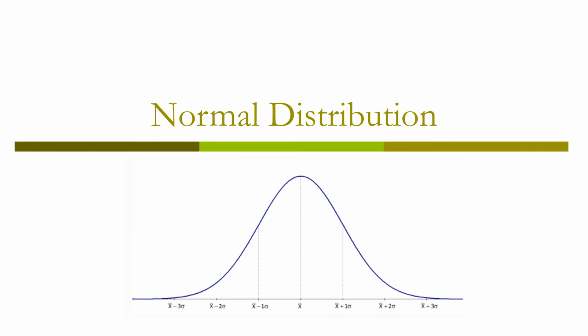Okay, let's look at the normal distribution, also known as the Gaussian distribution. The normal distribution is an extremely important continuous probability distribution. Remember, this is for continuous probability distribution. It arises very frequently in theory and practice.